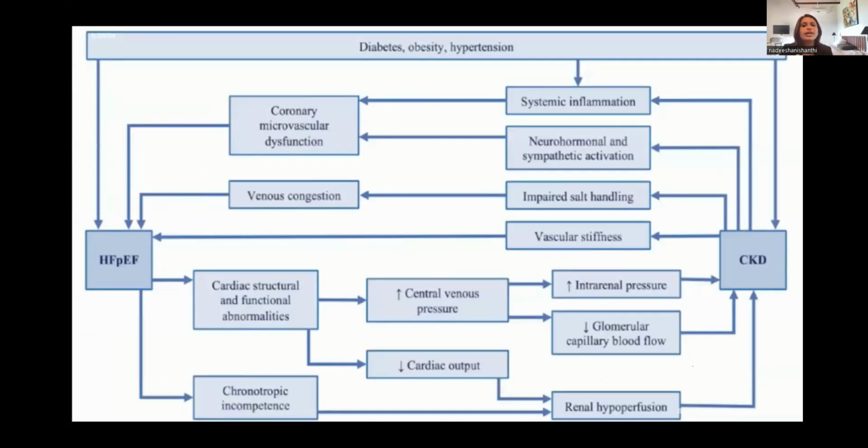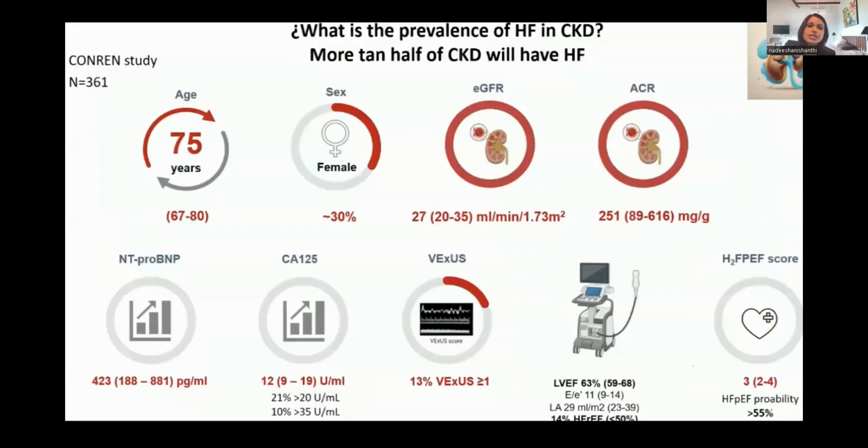Because they all have systemic inflammation, neurohormonal sympathetic activation, and vascular stiffness, all these conditions cause heart failure with preserved ejection fraction as well as chronic kidney disease. When there is gradual reduction in the intra-glomerular capillary wall pressure, they cause chronic kidney disease. When central venous pressure rises and cardiac oxidative stress levels are high, this causes heart failure with preserved ejection fraction. So more than half of the CKD patients, as I mentioned, will have heart failure.